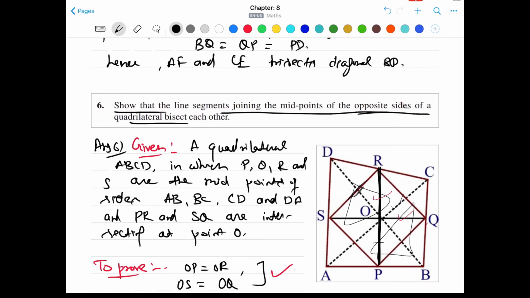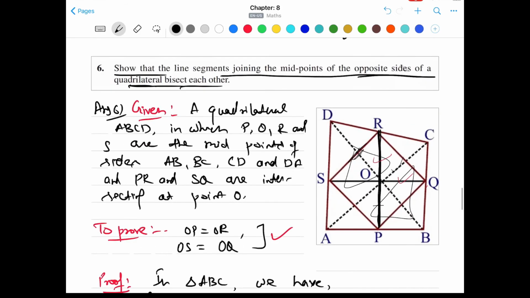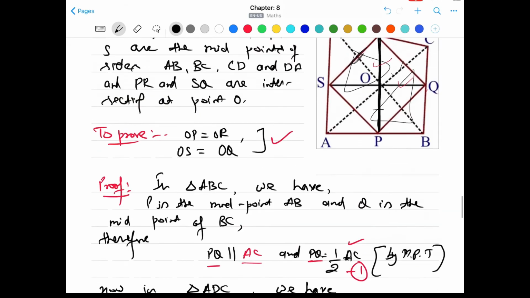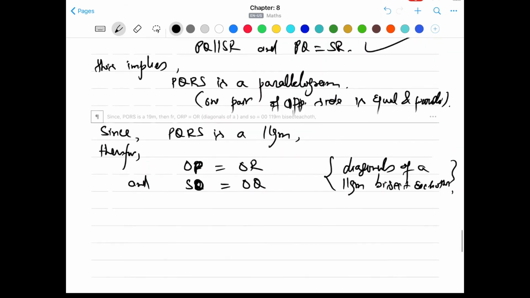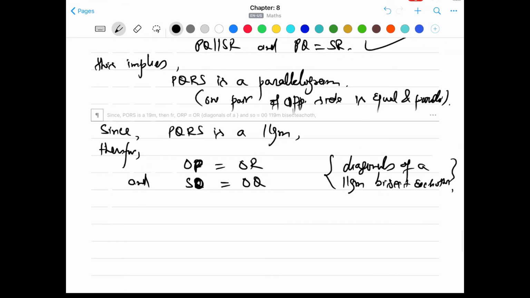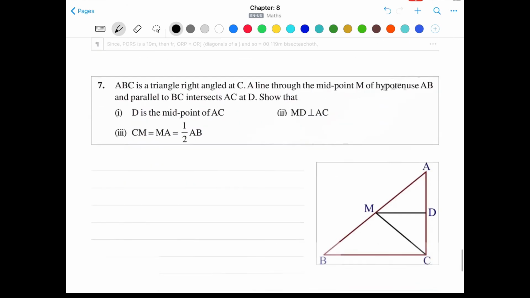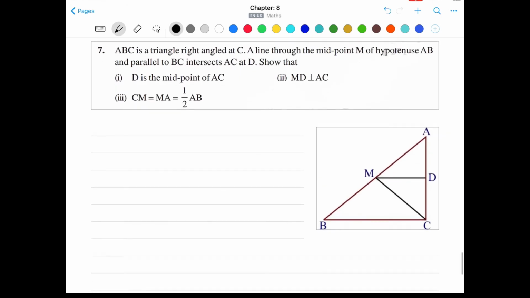That's what we have to prove, that the lines joining the midpoints of opposite sides of a quadrilateral bisect each other. So what we got is, by joining the midpoints of the opposite sides, we got two lines which are bisecting each other. OP is equal to OR and SO is equal to OQ. Okay, so that's the answer of question number 6 of exercise 8.2. Now coming to question number 7.